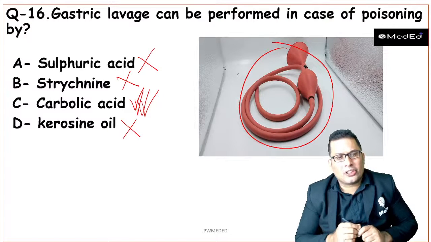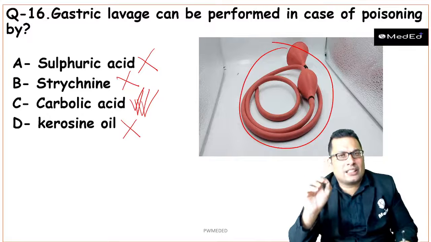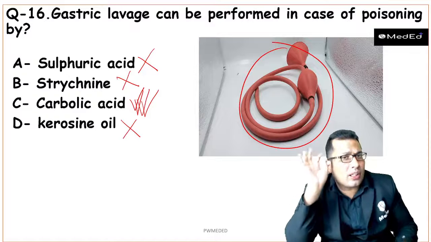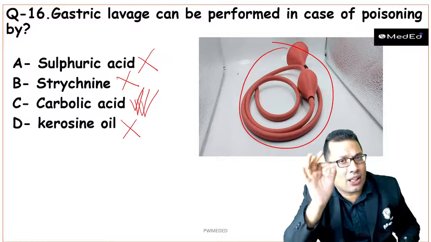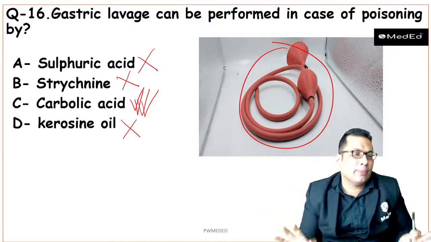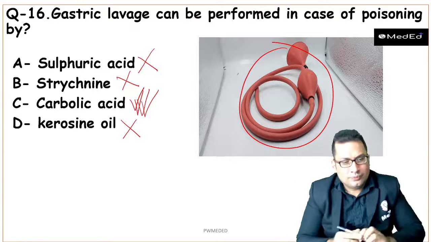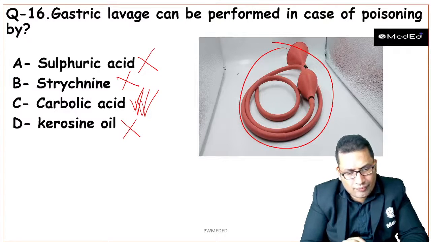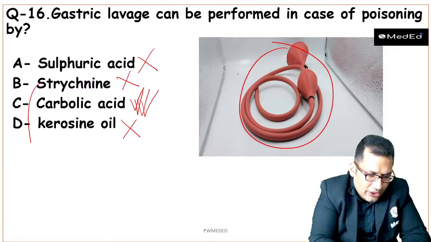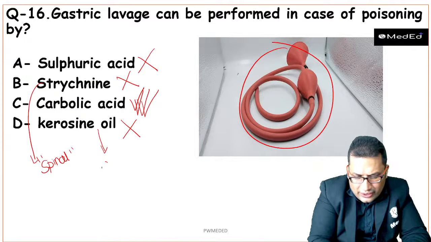So let me discuss once again. Gastric lavage is contraindicated in all the corrosives except carbolic acid. Remember this one. Strychnine is a spinal poison. Kerosene can cause chemical pneumonitis.